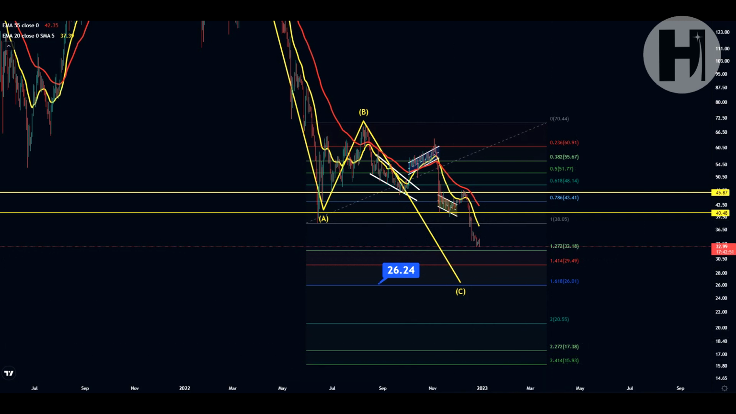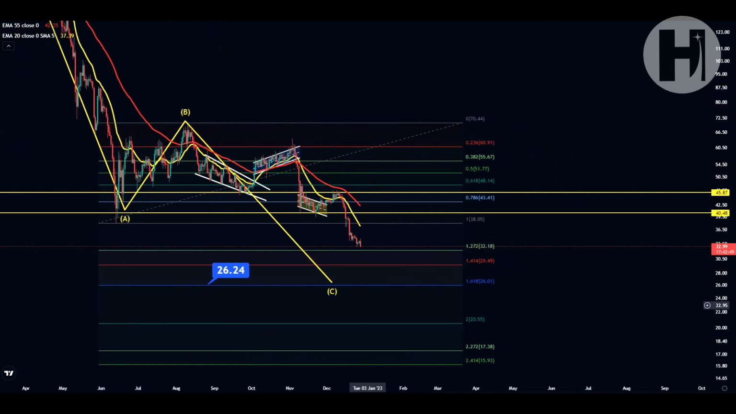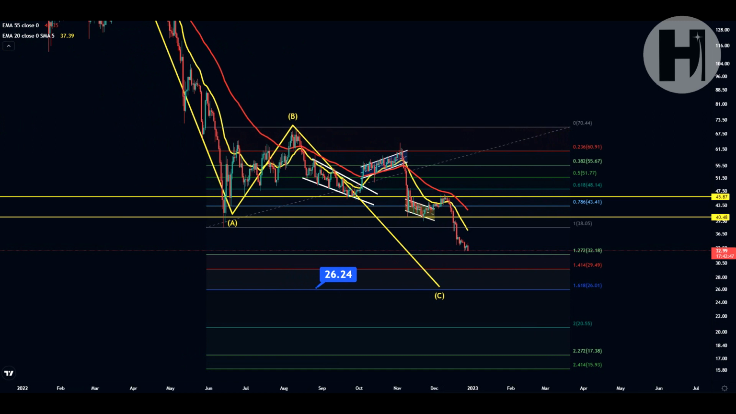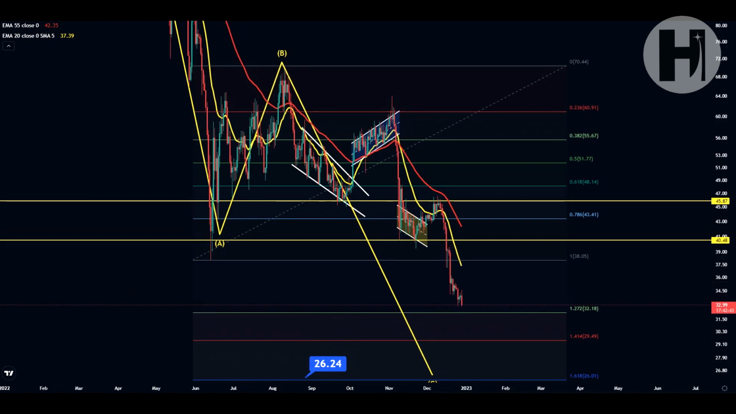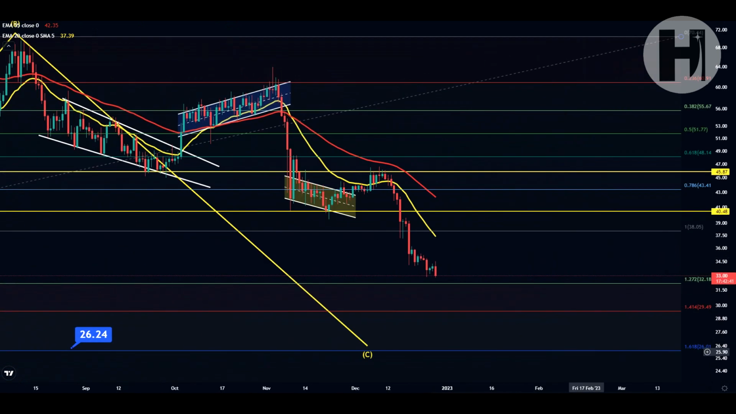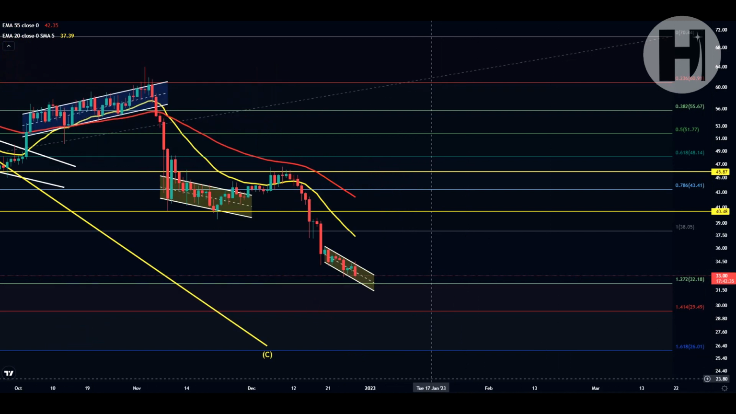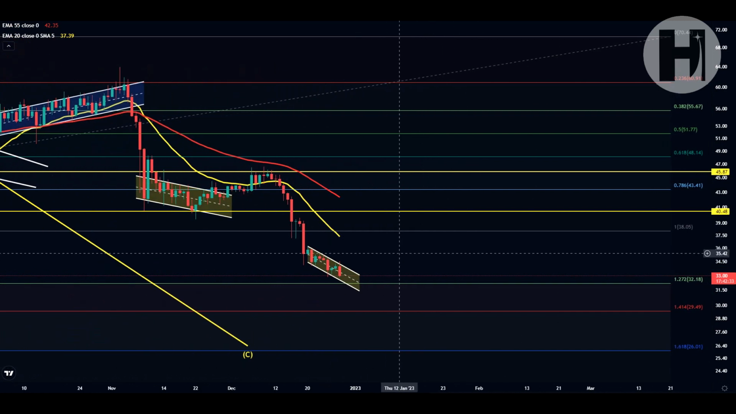And right now, in all honesty, Elrond looks like a very strong buy. We're getting very overextended from the 20 EMA on the daily chart, and we're printing some sort of a channel down pattern here. Let me just bring that out. As you can see, we have some sort of a channel down pattern here, and usually these patterns are broken to the upside.